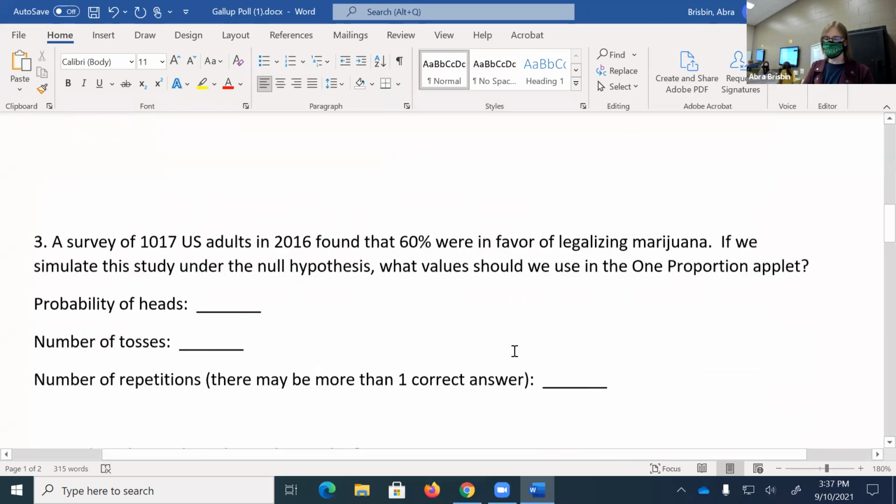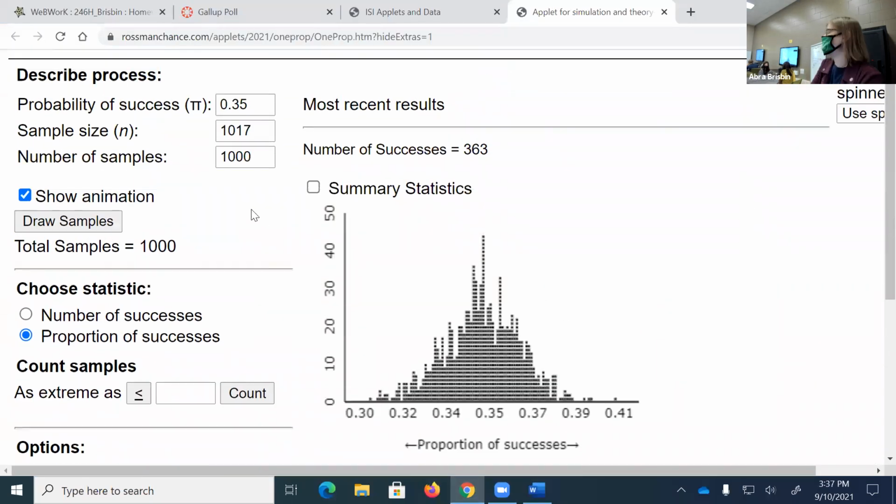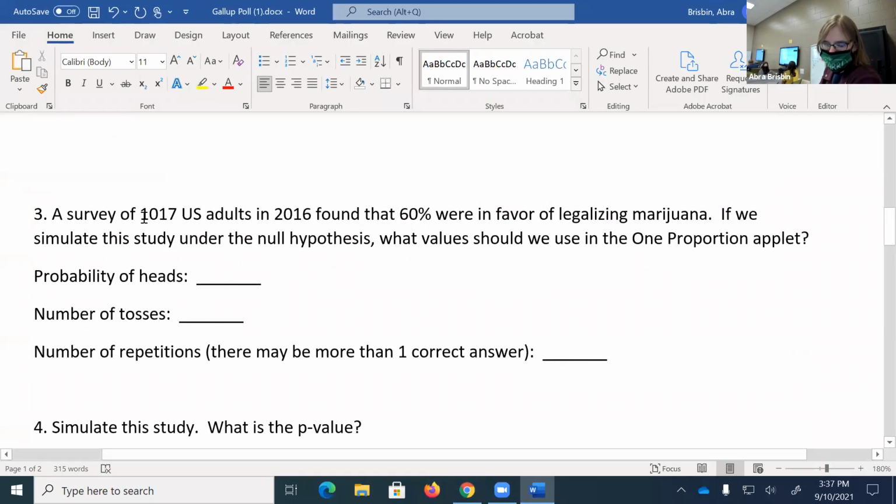So then we come to doing this in the one proportion applet. The probability of success, or probability of heads, is the value from our null hypothesis. So that's going to be 0.35. And our sample size is the sample size in the study. So in this study, it was a sample size of 1,017.